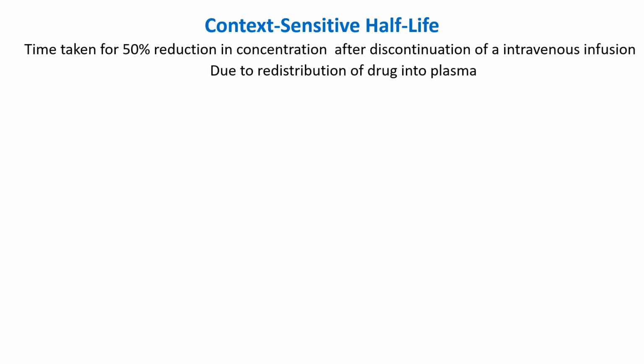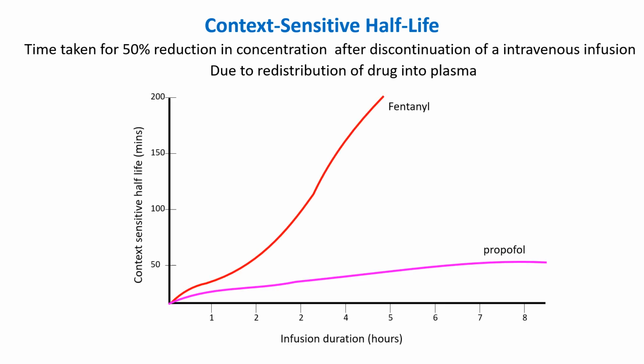Unlike the standard elimination half-life, the context-sensitive half-life varies with the duration of infusion. For many drugs, longer infusion relates to a longer context-sensitive half-life. For example, fentanyl has a context-sensitive half-life that varies with the duration of infusion. For short infusions, the context-sensitive half-life is relatively short, allowing for a quick recovery as the drug is rapidly redistributed and cleared from the body.